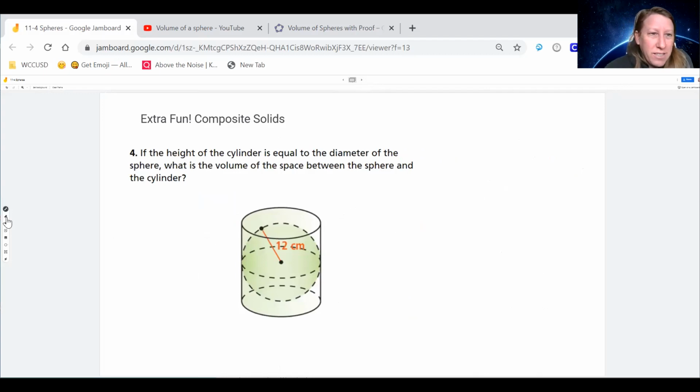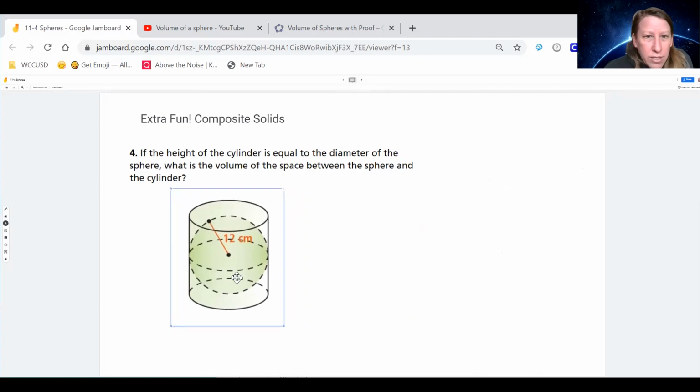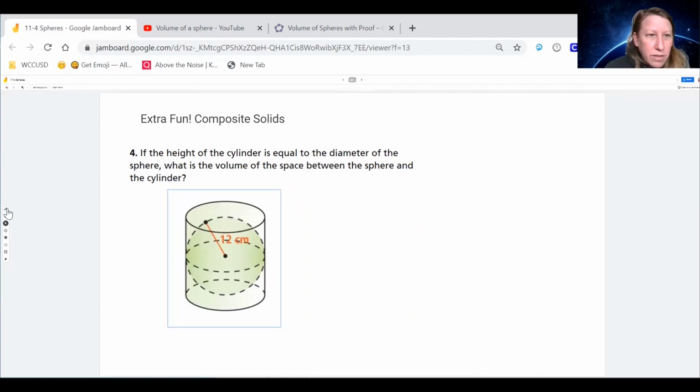Ooh, last one, so fun. This should remind you of something from the video we watched. What did we do? We dunked a sphere inside of a cylinder. If the height of the cylinder is equal to the diameter of the sphere, what's the volume of the space between the sphere and the cylinder? So when you dunk this and all the water falls out, what's the volume that's left? If you really understand the video, you don't really have to do very much work for this one.